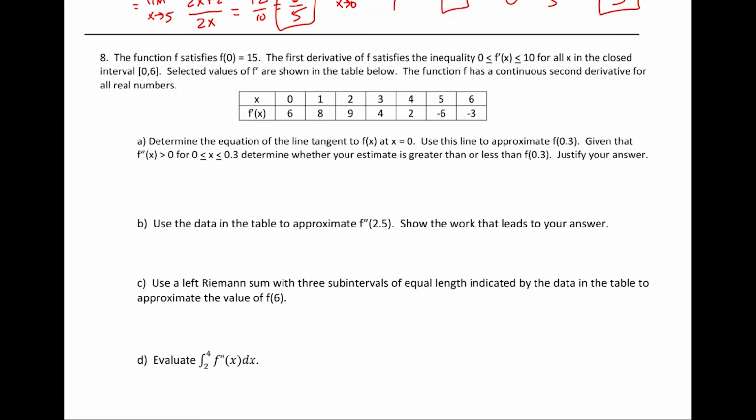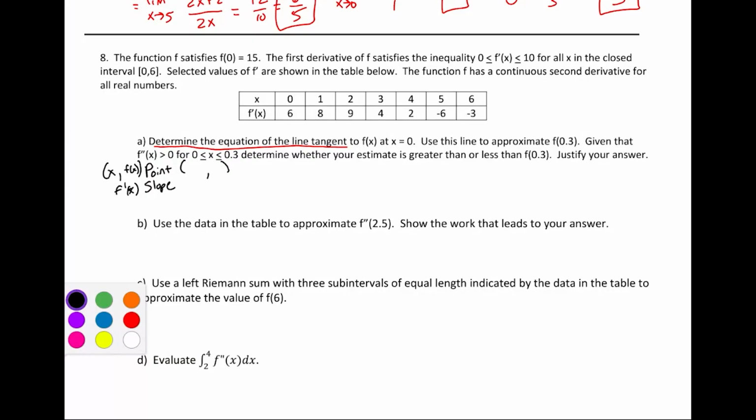Part A says determine the equation of the line tangent to f of x at x equals 0. Okay, equation of a line, equation of a tangent line. We're going to approach this the same way that we have been since nearly the beginning of the year, which is we're going to find a point, we're going to find a slope, the point being x comma f of x, x comma y, and then the slope, of course, being f prime of x. Okay, now once we have the point and the slope, we can come up with our tangent line approximation by writing the equation in point slope form, and then we'll just go from there.